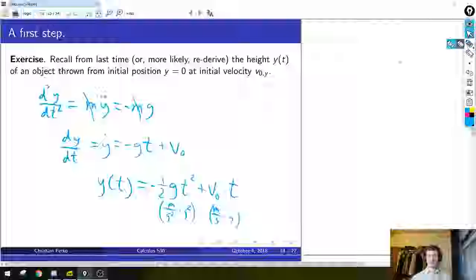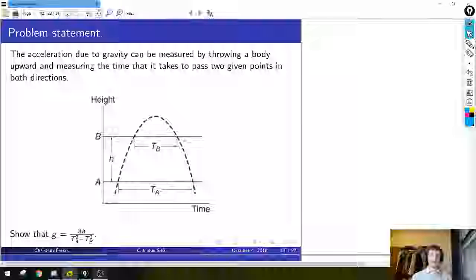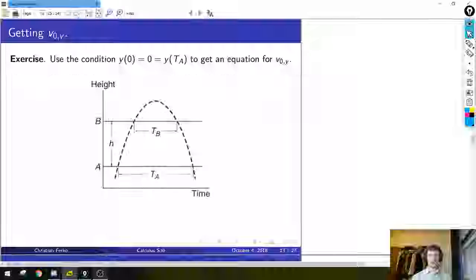So, okay, how do we use this when we look at the picture? Well, the first thing we're going to do, since the thing we're trying to prove that g is equal to only knows about HTA and TB, it doesn't know about V0. That's very interesting, actually, that this particular combination of quantities doesn't depend on how fast you're throwing it. It's just independent of V0. If our answer can't depend on V0, we better get rid of it. We better write down an equation that will allow us to eliminate V0y.